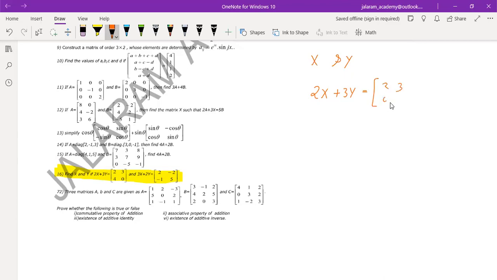2, 3, 4, 0 is also a matrix, and 3x is a matrix, 2y is a matrix, so the sum of these two matrices, 2, minus 1, 5, is also a matrix.